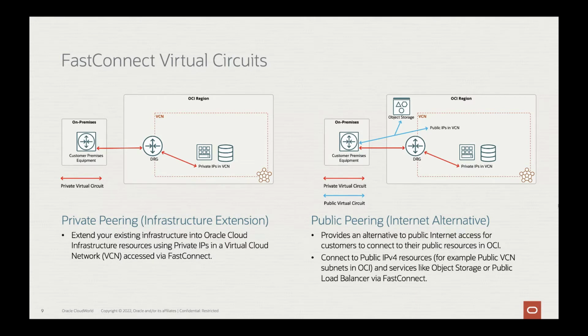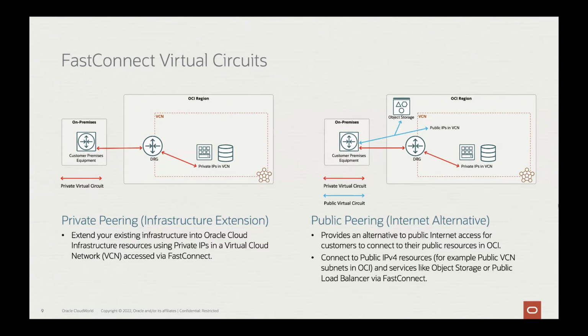And virtual circuits come in two different flavors, private peering and public peering. Private peering can be thought of as infrastructure extension. This is accessing private IPv4 or IPv6 address space somewhere else. In this case, that somewhere else being the OCI cloud. On the other hand, our public peering option is the internet alternative option.